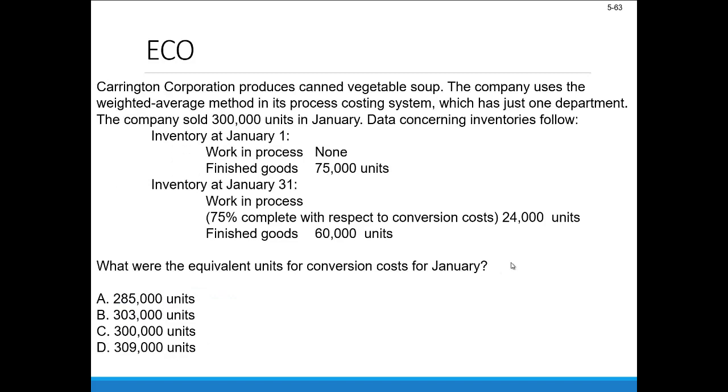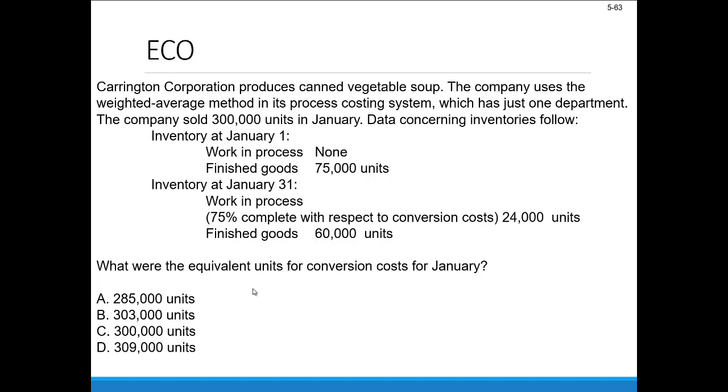Okay, next up, Carrington Corp produces canned vegetable soup. The company uses the weighted average method in its process costing system, which has just one department. The company sold 300,000 units in January, and here's some data concerning inventory. So beginning inventory, there was nothing in work in process. Finished goods had 75,000 units. At the end of January 31st, we had work in process of 24,000 units that were 75% complete with respect to conversion costs. And we had finished goods, 60,000 units.